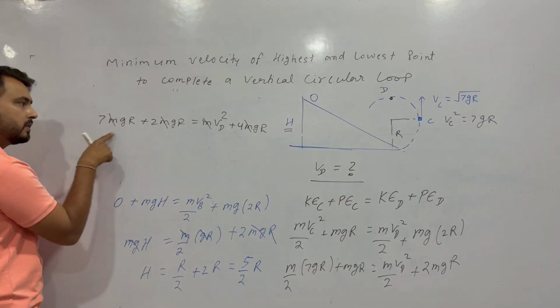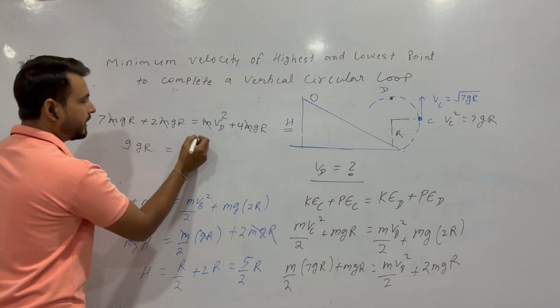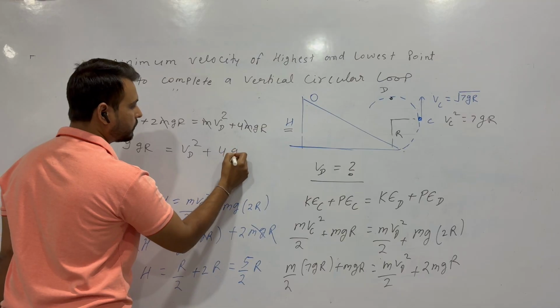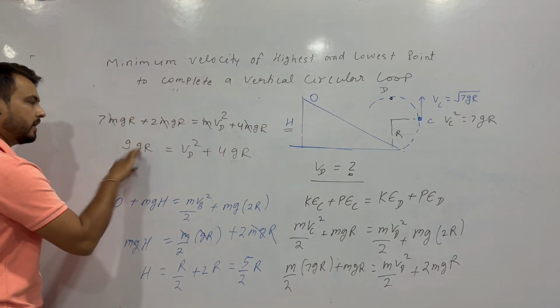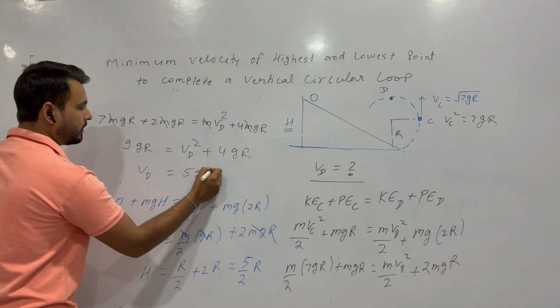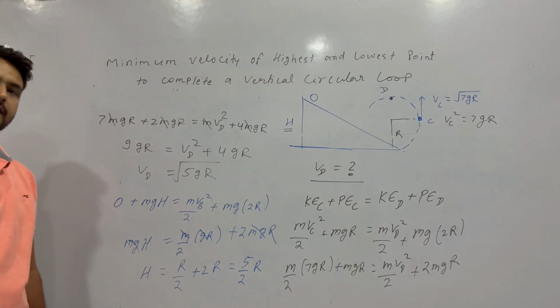What will be this 7gr plus 2gr? It will be equal to 9gr. And here it is vd square plus 4gr. So 9 minus 4 will be equal to 5gr. And the velocity at the highest point D will be equal to square root 5gr.